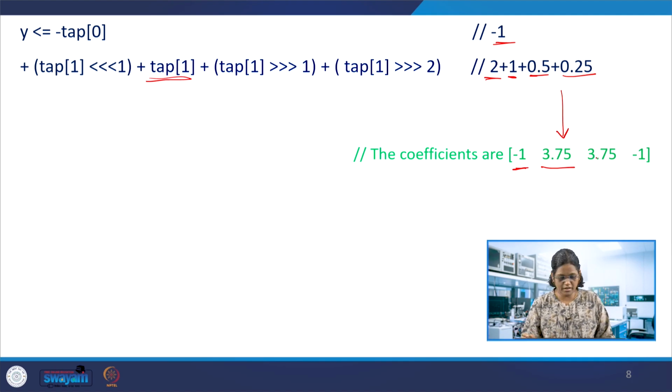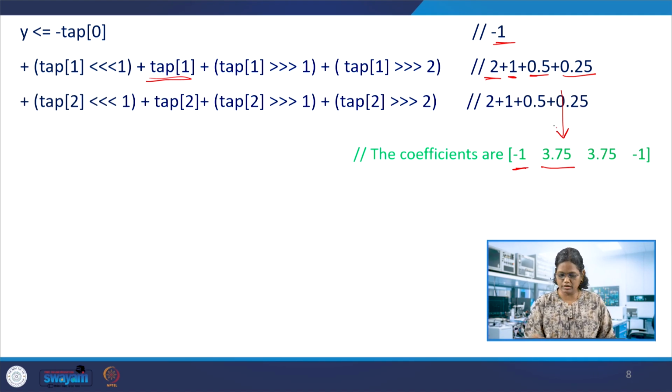Similarly, for tap 2, the same, because this is also 3.75. Tap 2 gives 1, and left shift by 1, and then right shift gives 0.5 if it is one right shift. If it is another right shift, this is going to be 0.25. So, add up together, 3.75 for tap 2 as well. And tap 3 is minus 1 again. So, this is why less than or equal to is used.